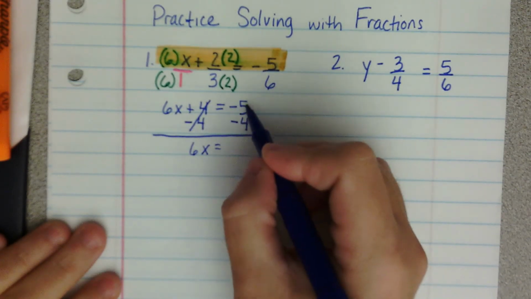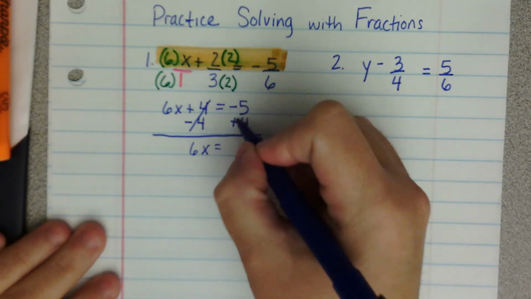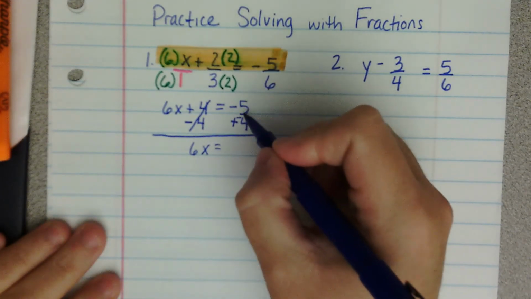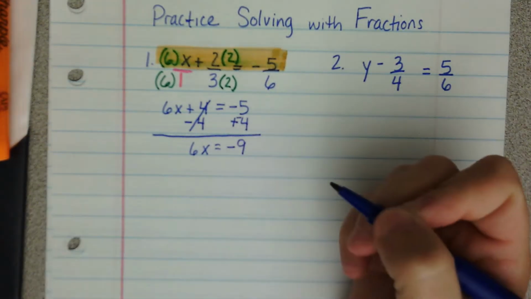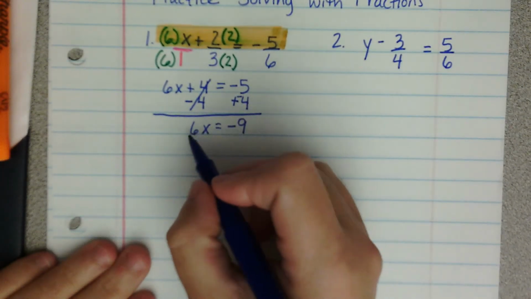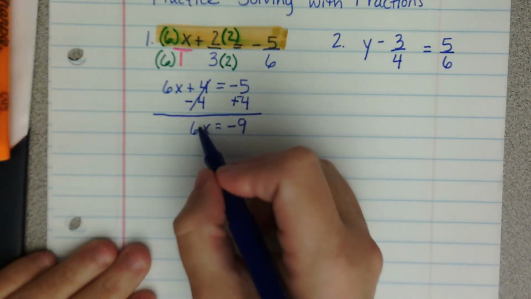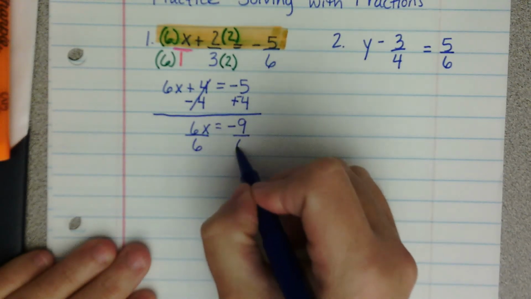This is negative 5 minus 4. Remember, when it's subtraction, it's keep, change, change. So that's negative 5 plus negative 4. That gives us a negative 9. At this point, we have to get x by itself, and the only thing that's preventing that is the 6. The multiplicative inverse would be divide both sides by 6.